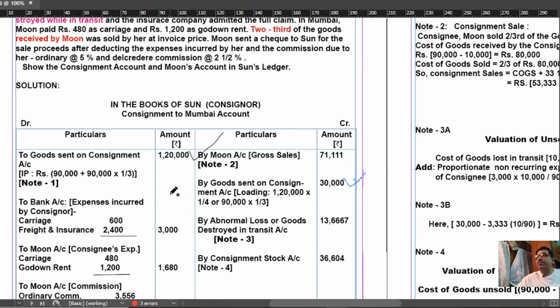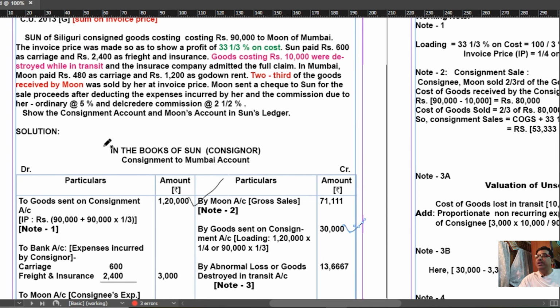Now come to the next part. Son paid rupees 600 as carriage and rupees 2,400 as freight and insurance. Both of them are non-recurring. Do remember it, please, that all the expenses incurred by the consignor are treated as non-recurring. Therefore, I have to take this part at the time of calculation of abnormal loss as non-recurring.